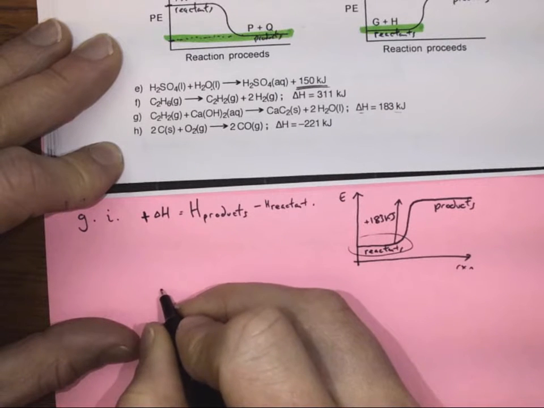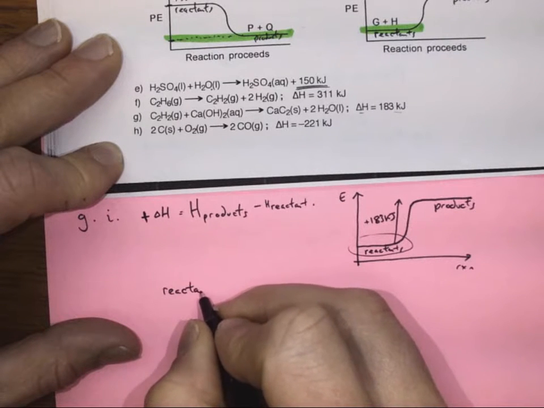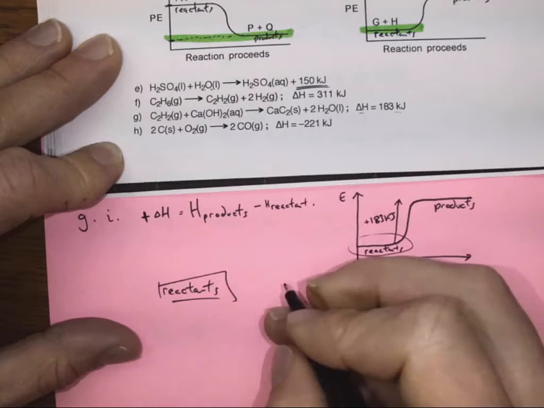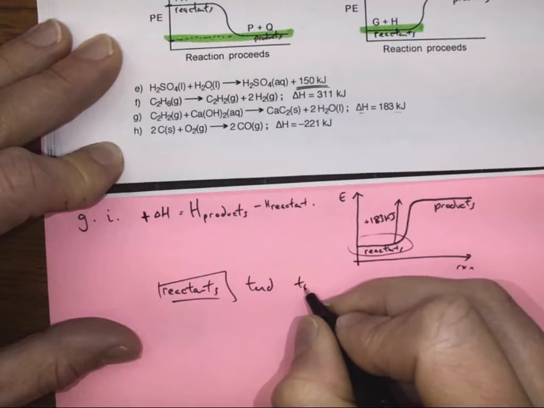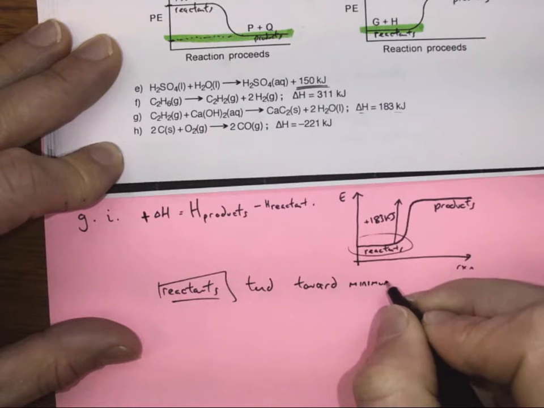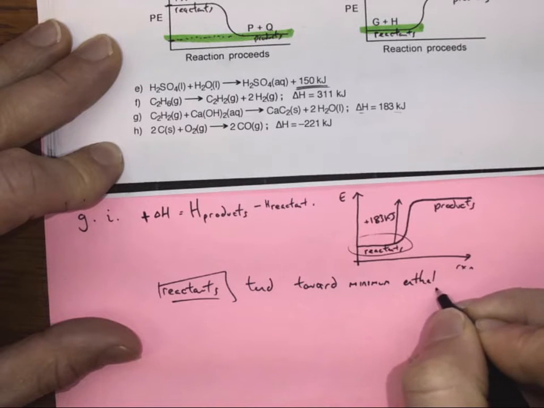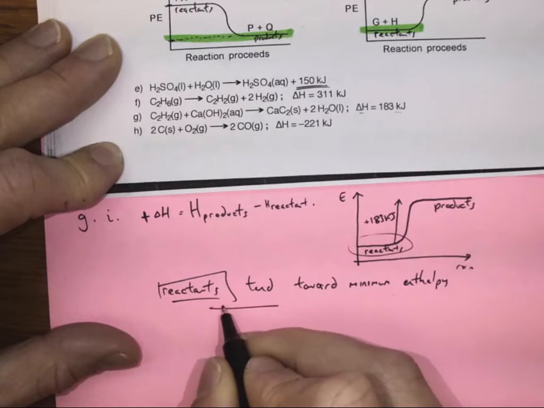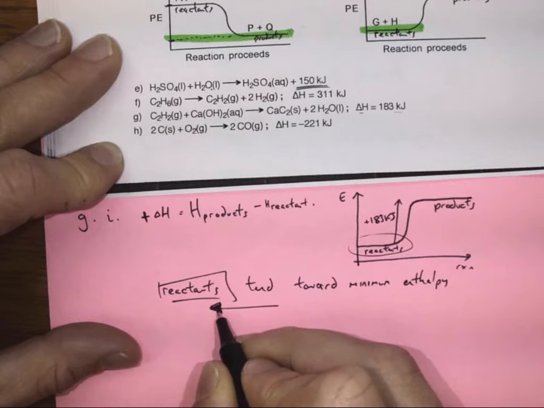So that means the reactants tend toward a minimum enthalpy, and that pushes the reaction to the left.